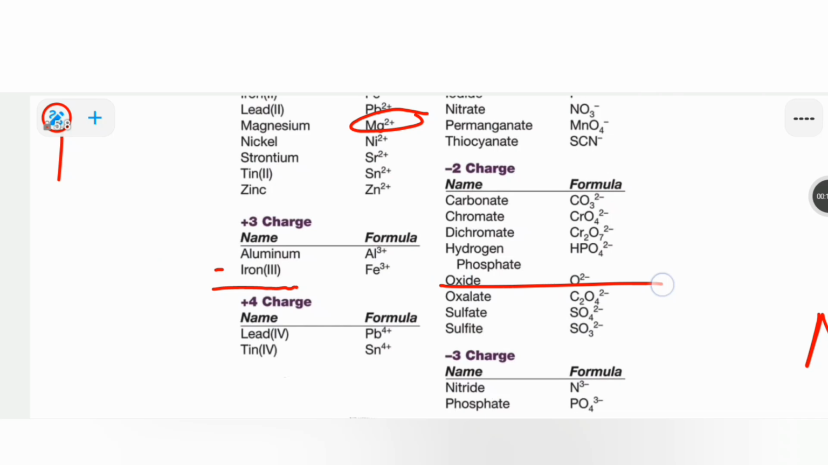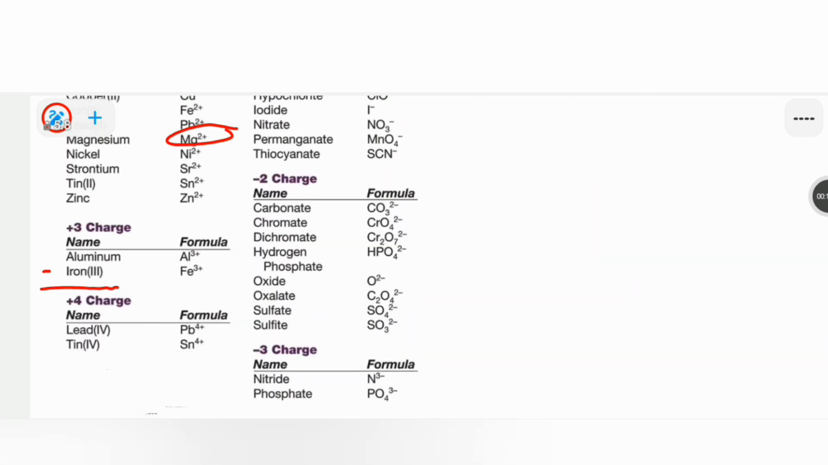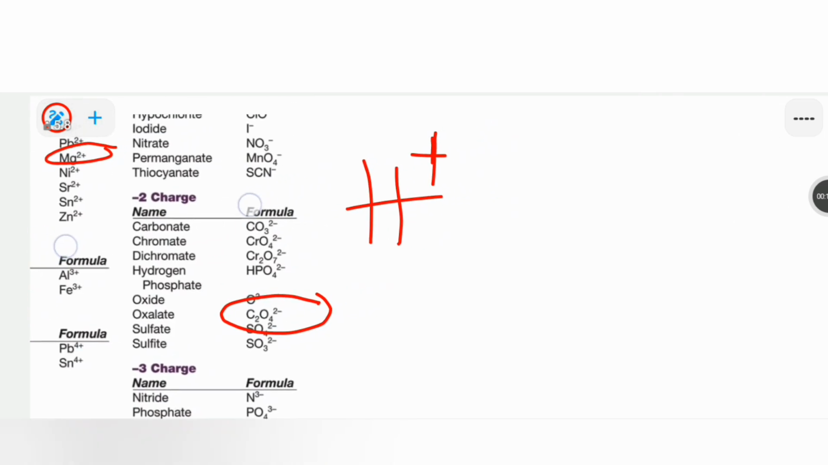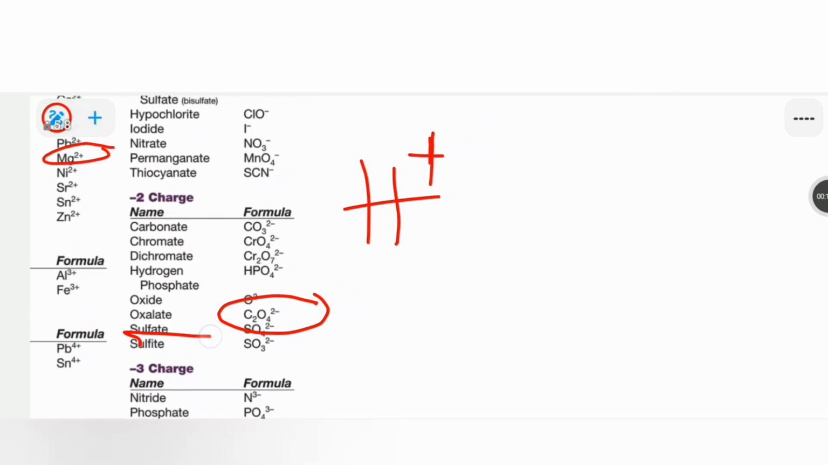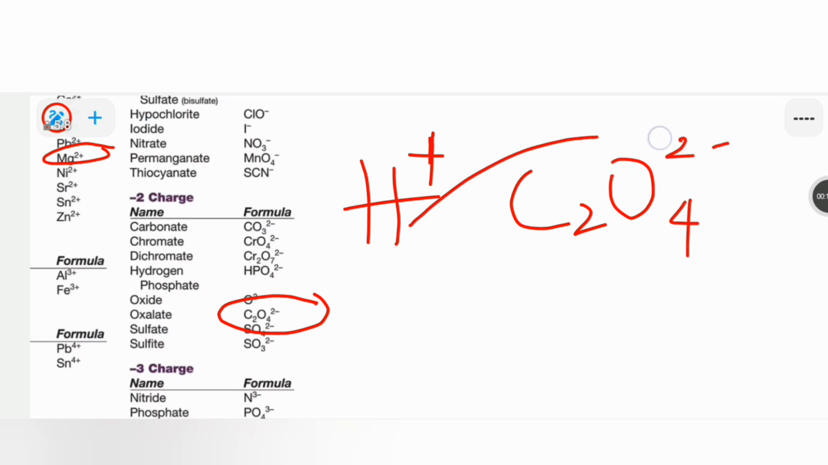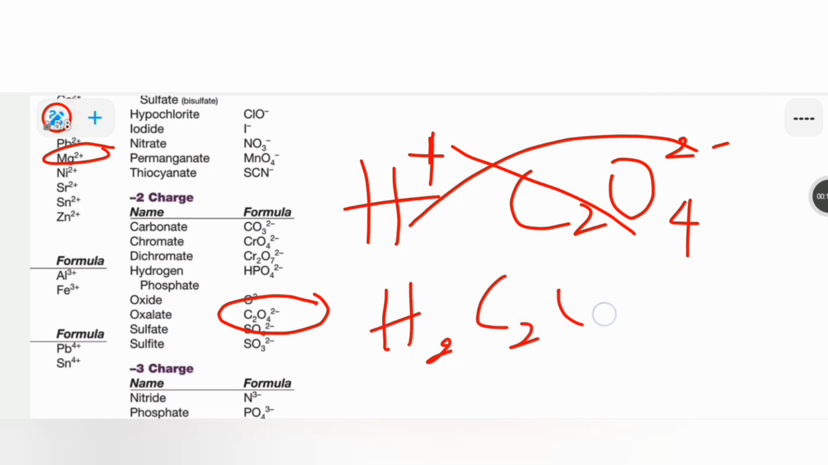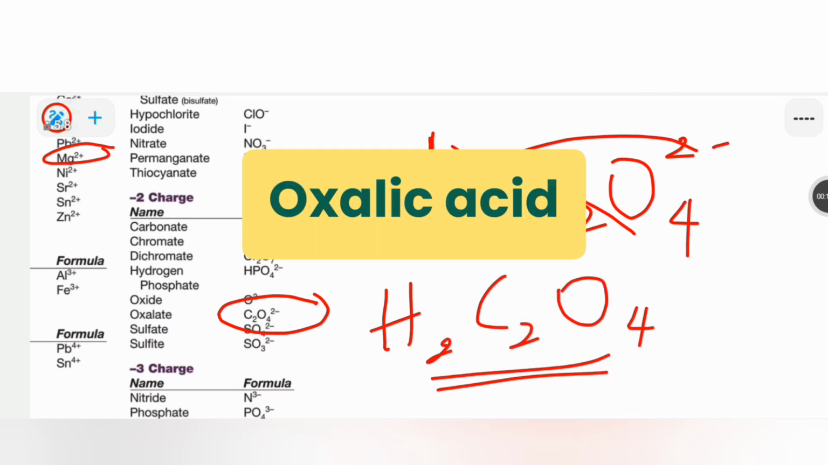So we also have the oxide ion, which is O2 minus. Oxygen is always O2 minus. Let's assume we want to write the formula for oxalic acid. That means you have to combine the oxalate ion, which is C2O4 2 minus, and hydrogen. All acids contain hydrogen. So you have H plus, that's hydrogen. Oxalate ion is C2O4, 2 minus. So hydrogen will take the 2, oxalate ion will take the 1. So the formula will be H2C2O4. This is what is called oxalic acid. So that's the basic idea.